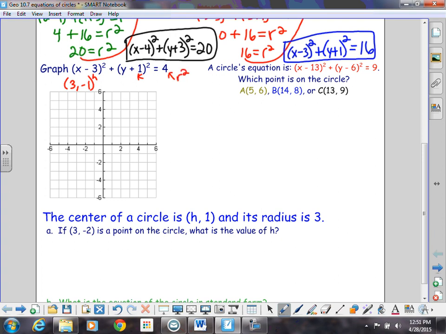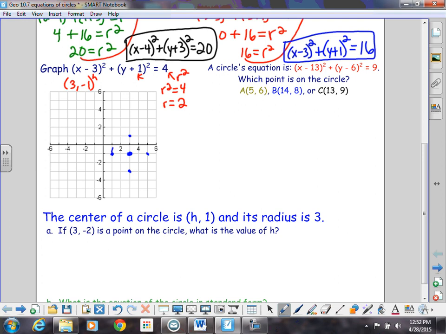So if r squared is 4, how would I find just plain old r? Well, I'm just going to square root it, right? So r, plain old r, is going to be the square root of 4, which is 2. So if I graph that, I'm going to first graph my center, which is at 3, negative 1. That's right there. And then I'm going to count out a radius of 2 in all directions. So if I count up 2, that would be there. If I count to the left 2, that would be there. Down 2 would be there. And to the right 2 would be right there.